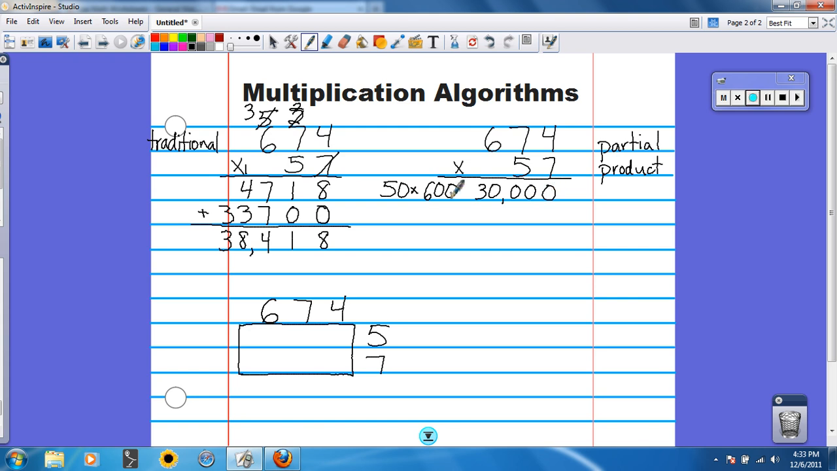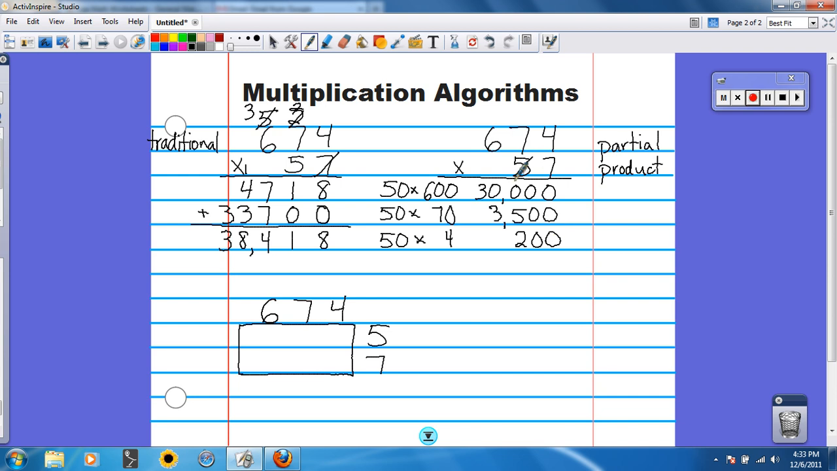And I get that. There's 1, 2, 3 zeros here, and then 6 times 5 is 30 for 30,000. Now, I multiply 50 again times the tens place, which would be 70. And 50 times 70 is 3,500. My last time with 50, and this time I'm going to multiply it by the ones place for 4. So 50 times 4 is 200.